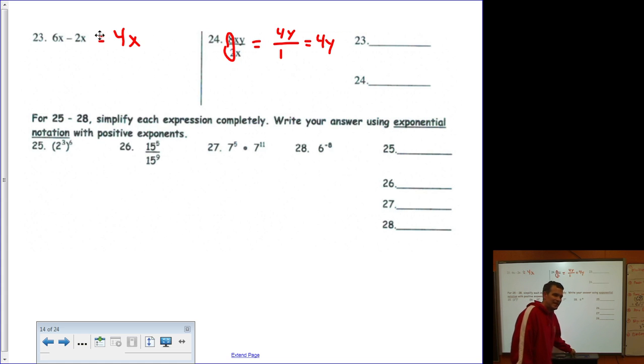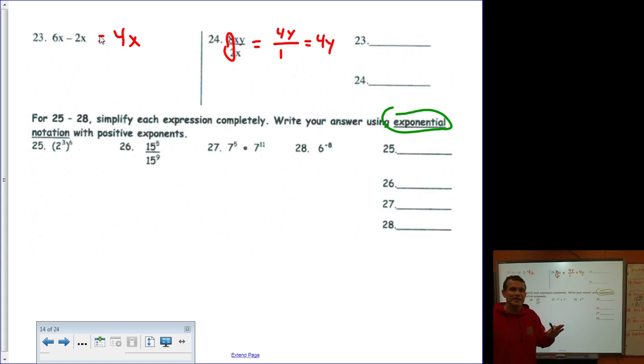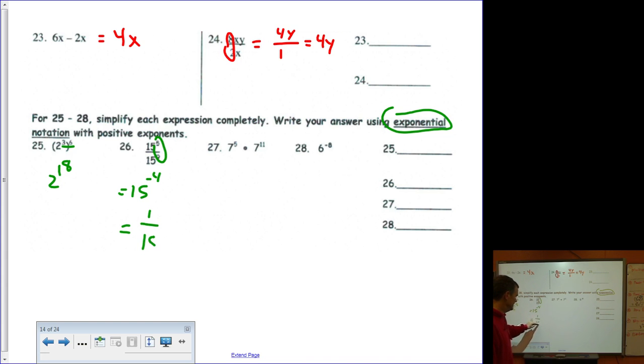All right, last up here. I'm supposed to write these in exponential notation. So that means leave an exponent on the answer. I just need to see if we know the exponent rules. Well, the rule is when you have a power to a power, you multiply them. So this would be 2 to the 18th. Here, when you're dividing, you subtract the exponents. So this would be 15 to the negative 4th. But then I cannot leave a negative exponent. So that means take the reciprocal of the 15, and that turns the exponent positive. 2 rules in 1 there.